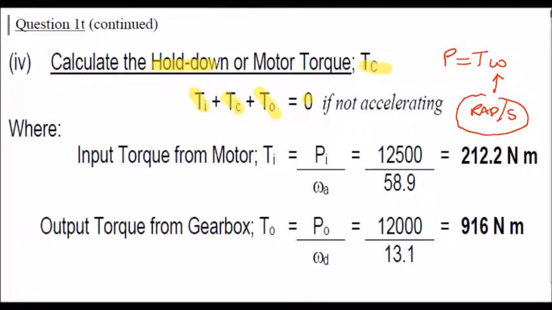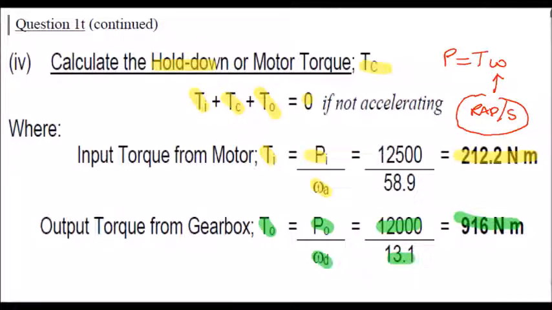I've worked out my input torque, Ti, so it's the input power divided by the angular velocity at the input, which is in radians per second. So that gave me a value of 212.2 Newton meters. That's the input torque. And doing the same for the output torque, To, then, output power divided by the speed at the output. So 12,000 was the output power given to us. 13.1 was the radians per second speed. So 916 Newton meters is the output torque.